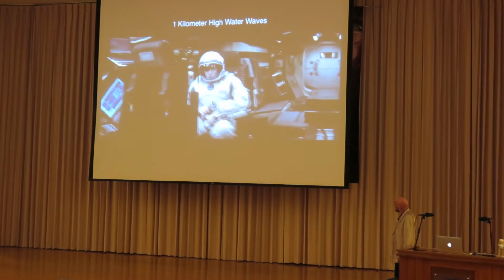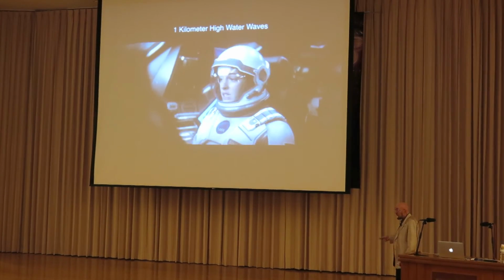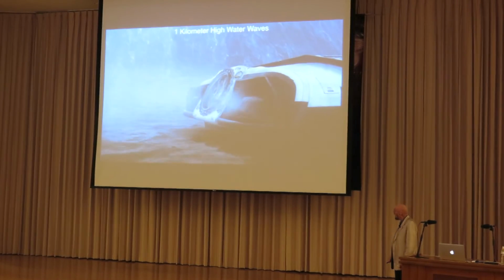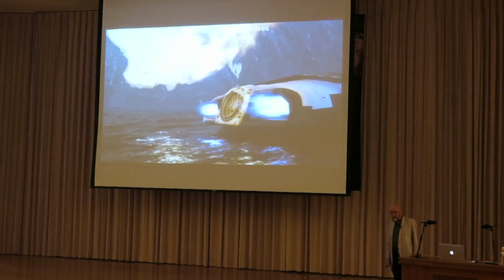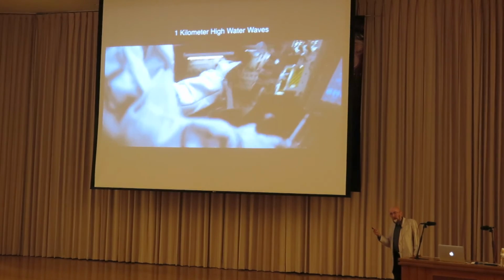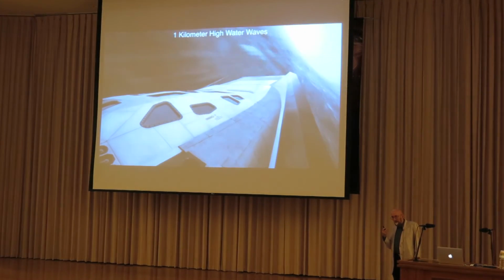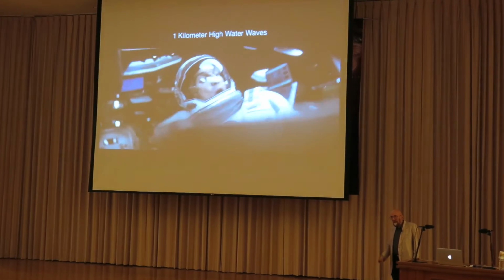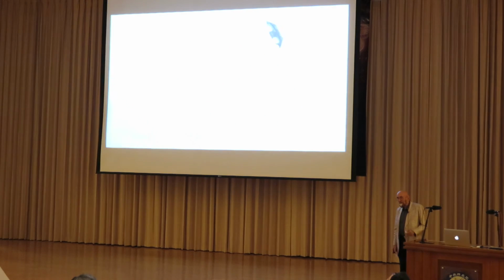This water wave comes in, it descends on this spacecraft, and they struggle to escape from the planet before the water wave comes crashing down on them. This is the second water wave. They see 1 water wave every hour on this planet, 1 kilometer high. And so the question is, what causes these water waves?